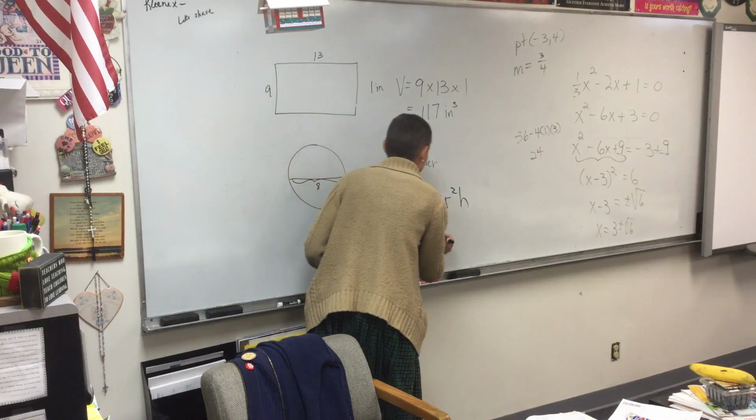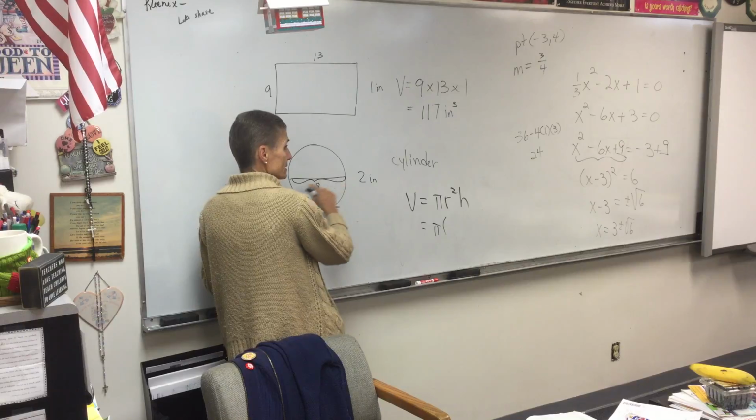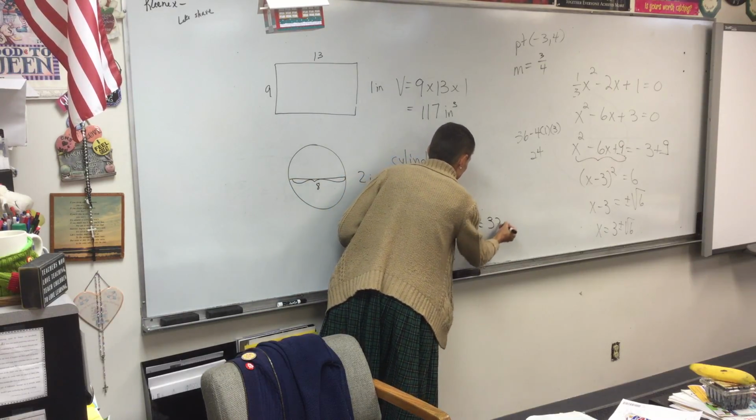Pi r squared times height. That's right. Remember, the volume of any sort of shape like that is the area of the base, pi r squared, circle, times the height. So for us, that's pi times, now be careful, r is 4, so that's 16 times 2. So that's 32 pi.